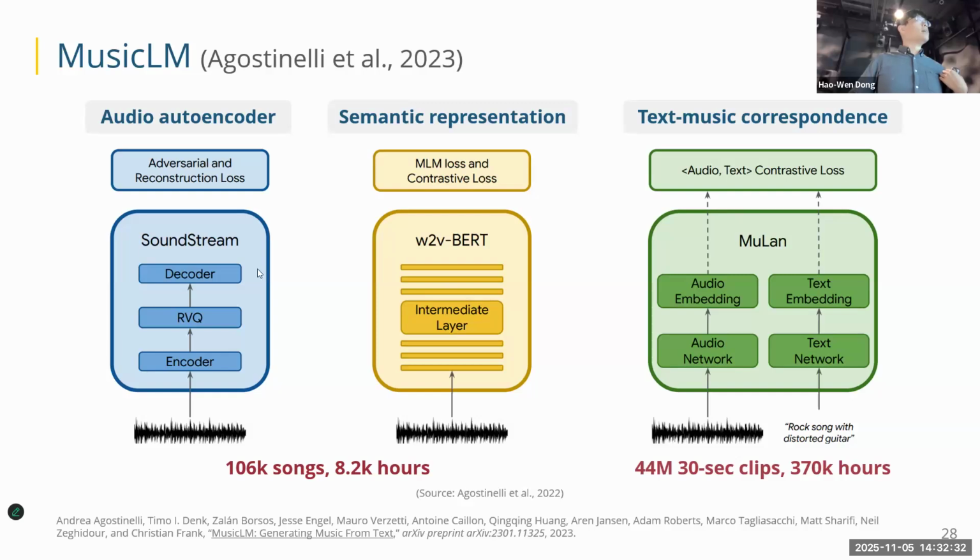Huge data set. So these two components, the audio autoencoder and semantic representation, these two models don't need text music pairs. So you can actually get a bunch of songs, 106K songs, 8.2K hours. Text music correspondence, you do need text music pairs. So they actually grab a bunch, 370K hours.